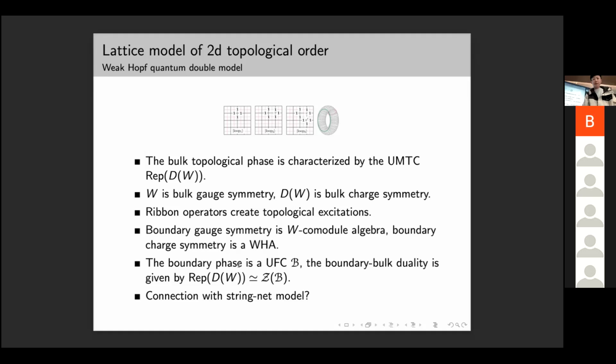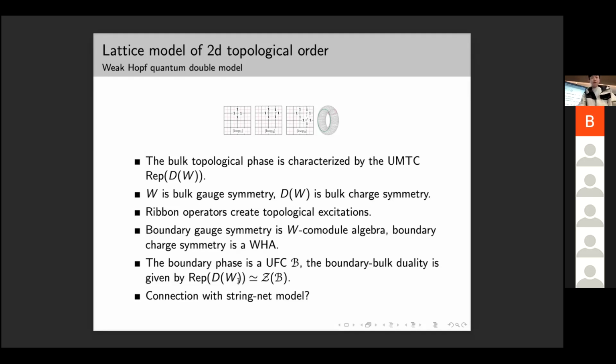If we denote the boundary phase as B, then from the boundary-bulk duality, we know that the bulk theory is just the tensor center of this boundary theory. And this can mathematically prove that the representation category of the quantum double of the Hopf algebra is also equivalent to the tensor center of this boundary phase. They are equivalent as a braided tensor category.